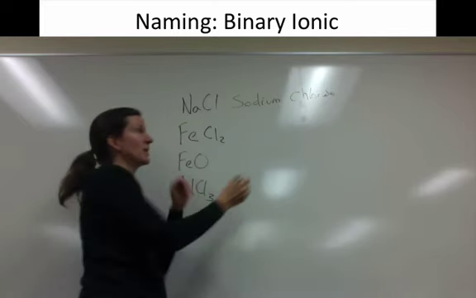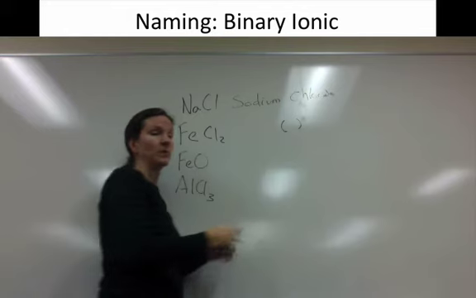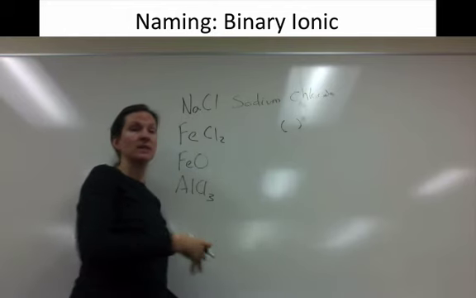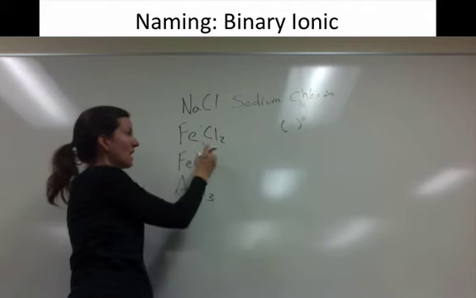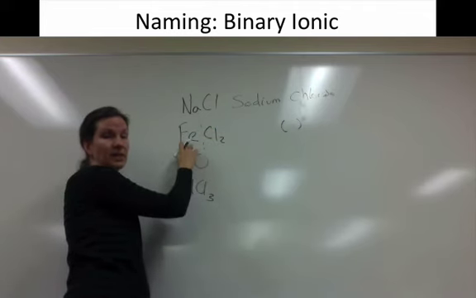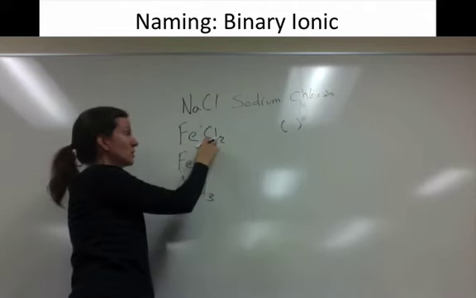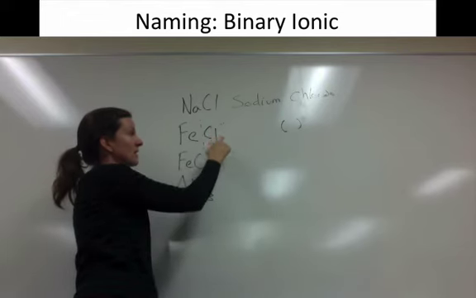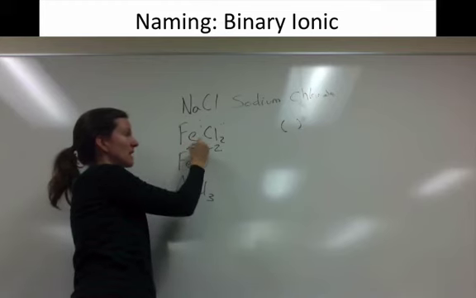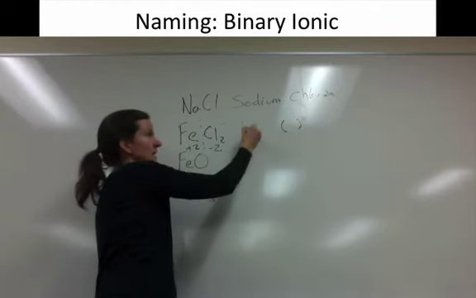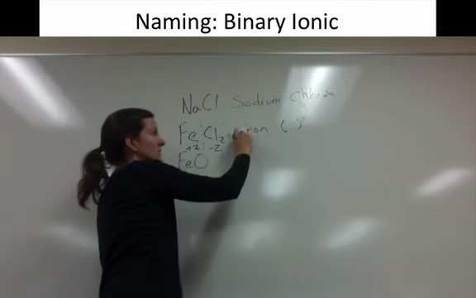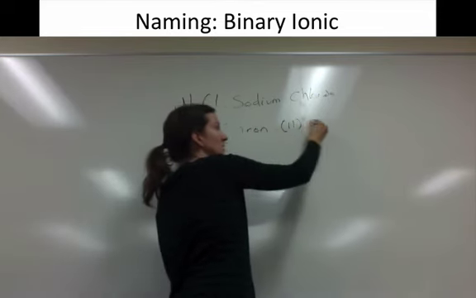Iron is a transition metal, so I'm going to need a number in the parentheses. To figure out the number in the parentheses, come back to your compound. However many negatives I have here, I need positives. So chlorine is always -1. I have 2 -1s for a total of -2, which means iron has to be +2 to balance it out. So this name is iron 2 chloride.